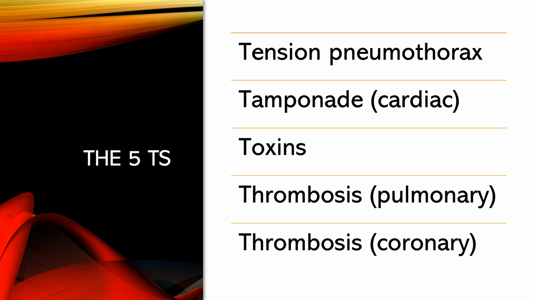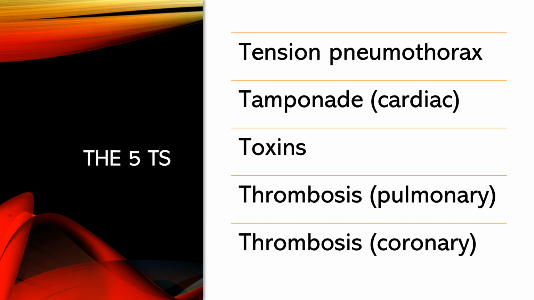Now let's explore the second set of reversible causes of PEA, the 5 P's. These conditions are equally important to recognize and manage when encountering a patient with PEA. Let's discuss each one. Tension pneumothorax.